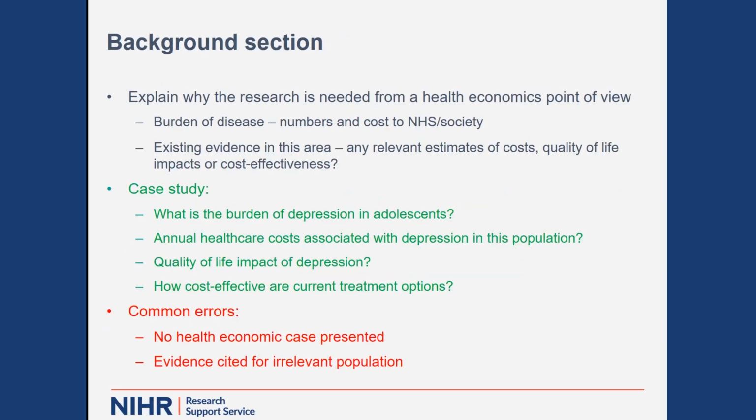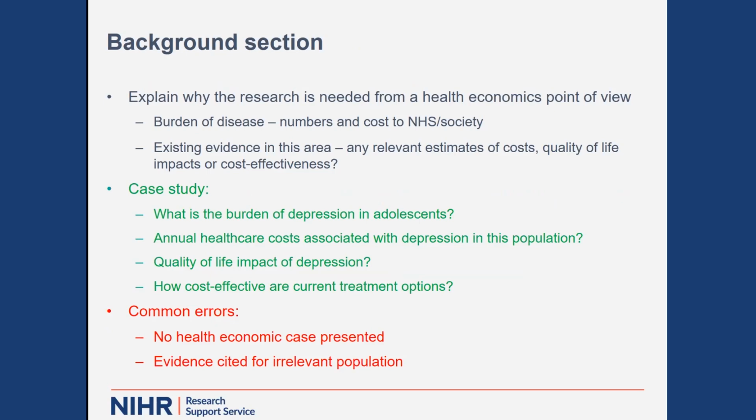In the background section, you need to explain why the research is needed and why there's a need for the health economics aspects of the work. So you need to talk about the burden of disease, the numbers and the cost to the NHS or society, and describe the existing evidence in the area. So are there relevant estimates of costs, quality of life, or even existing cost effectiveness data?